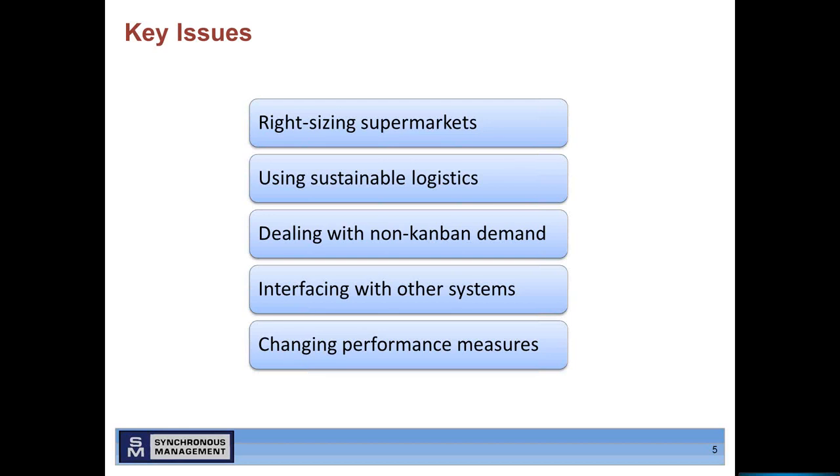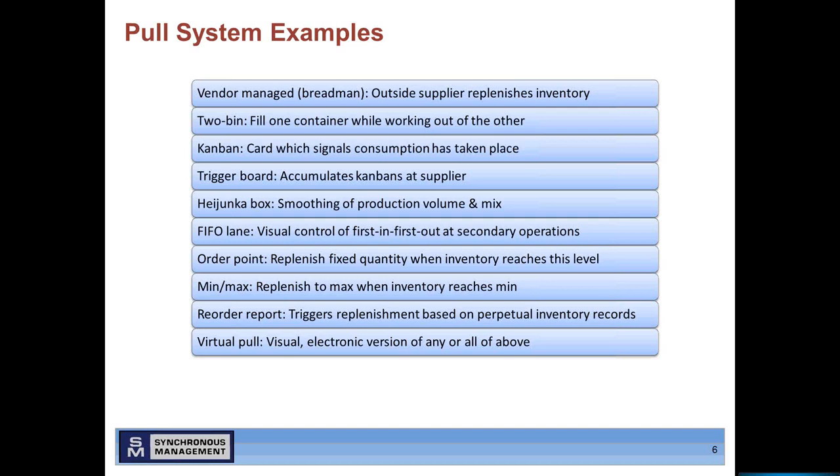You need to make sure you interface your pull system with other systems. You may have work orders, for example. You may have traceability, none of which will keep you from implementing pull, but they need to be taken into account. And then, of course, the all-important changing performance measures. Everybody runs into this, moving from the traditional cost accounting measures to measures of flow and waste. So I want to talk about some of these issues as we go through this today.